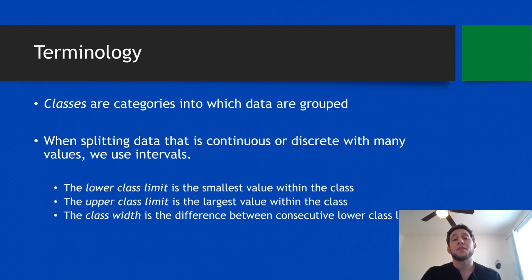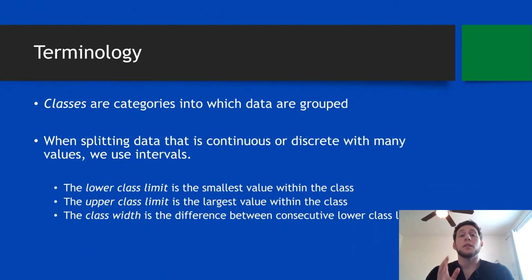Now, as I've already kind of mentioned for this chapter, classes are going to be the categories of quantitative data. So classes are categories into which data are grouped. Not too bad, just another word for category. Now, when we deal with these classes, it's kind of helpful to have some terminology down. So for instance, when we're actually splitting the data into intervals, when we have either continuous data or discrete with many values, turns out we have to have some numbers pretty well defined. For instance, we have to have the lower class limit, the upper class limit, and the class width. Those are all notions that we're going to want to have down.